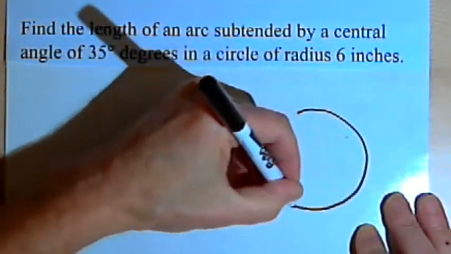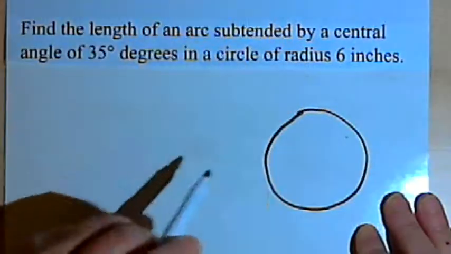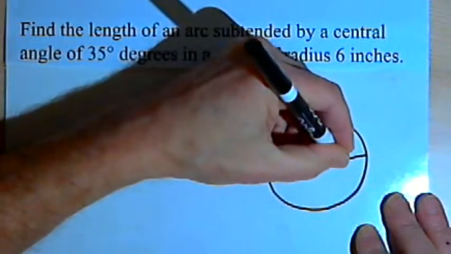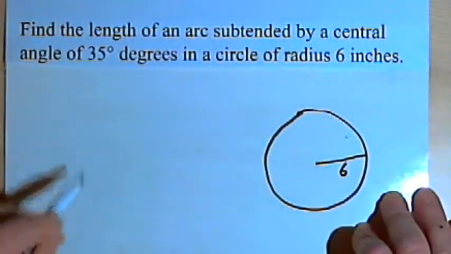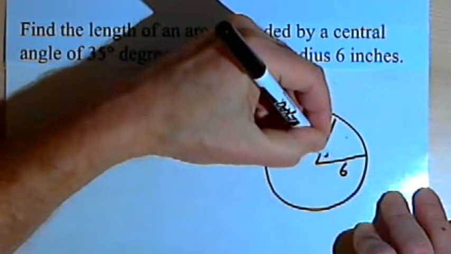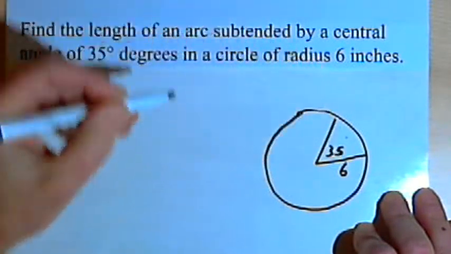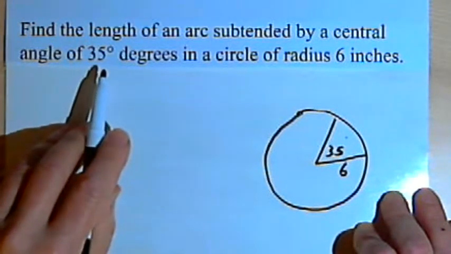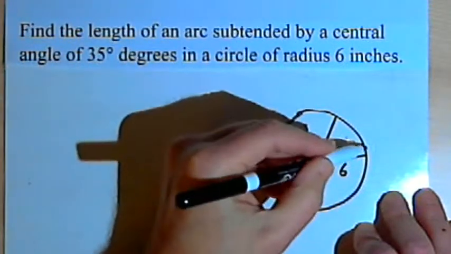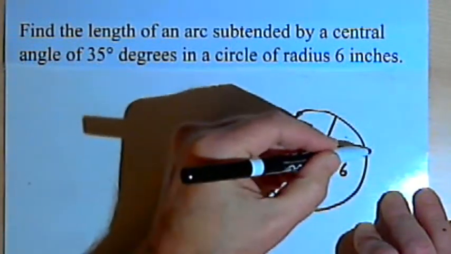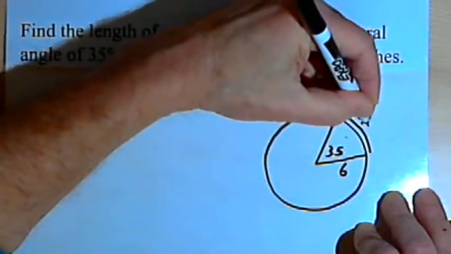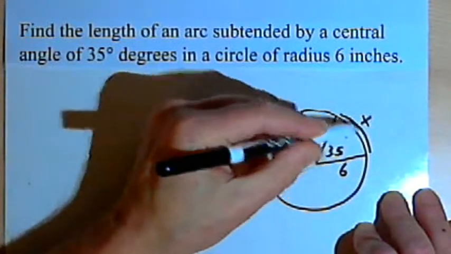So I've got a circle, and we're told that the radius for this circle is 6 inches. So let's draw a radius, mark it as being 6 inches. And we're told there's an angle of 35 degrees. I'll draw that angle in. And it says that this angle subtends an arc. All that means is it cuts off part of the circle, part of the circumference, and that's what we're calling the arc. So that arc, I'm going to label that x. That's what we're looking for, the length of that arc.